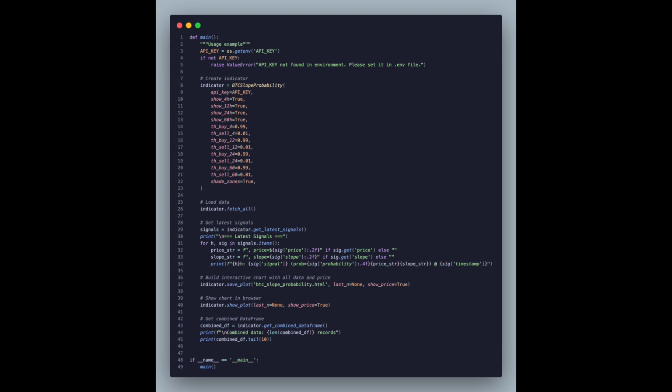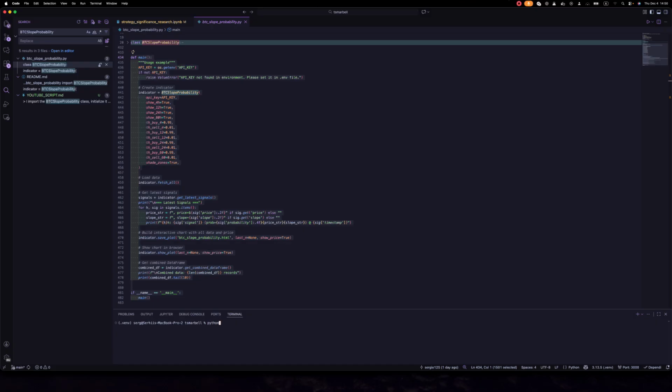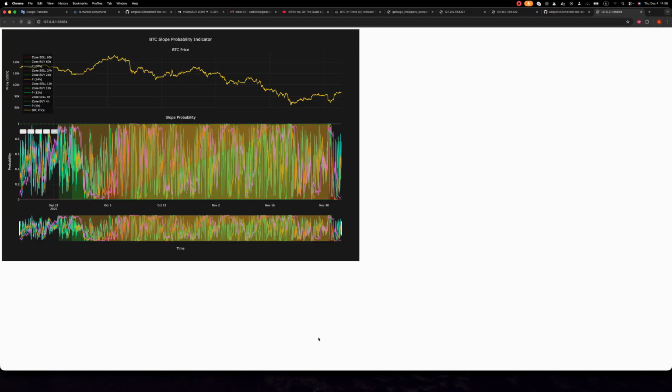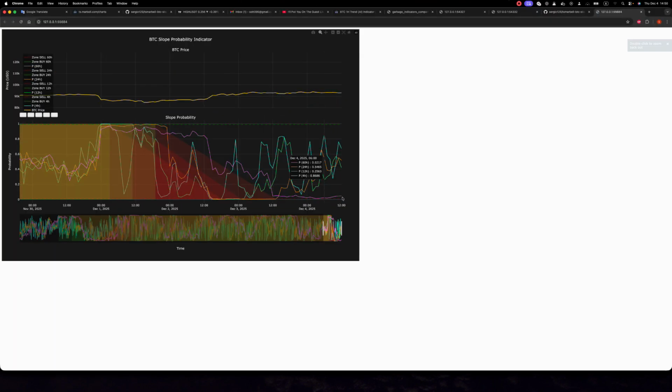Now let's fetch the indicator data. I import the BTC Slope Probability class, initialize it with my API key and call fetch all. This gives me probability signals for all 4 horizons. Let me show you the latest signals. On the terminal, I execute this command line with this file, and after I download the data, I can display this data on the charts.